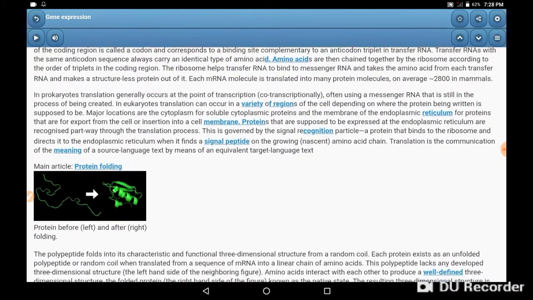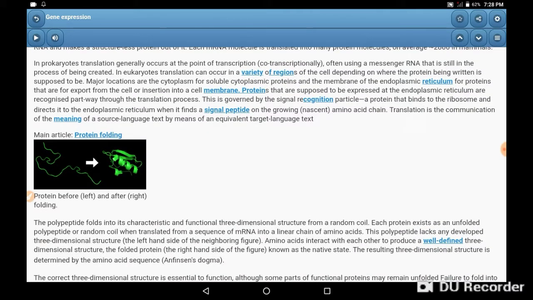In eukaryotes, translation can occur in a variety of regions of the cell depending on where the protein being written is supposed to be. Major locations are the cytoplasm for soluble cytoplasmic proteins and the membrane of the endoplasmic reticulum for proteins that are for export from the cell or insertion into a cell membrane. Proteins that are supposed to be expressed at the endoplasmic reticulum are recognized partway through the translation process. This is governed by the signal recognition particle, a protein that binds to the ribosome and directs it to the endoplasmic reticulum when it finds a signal peptide on the growing, nascent, amino acid chain.